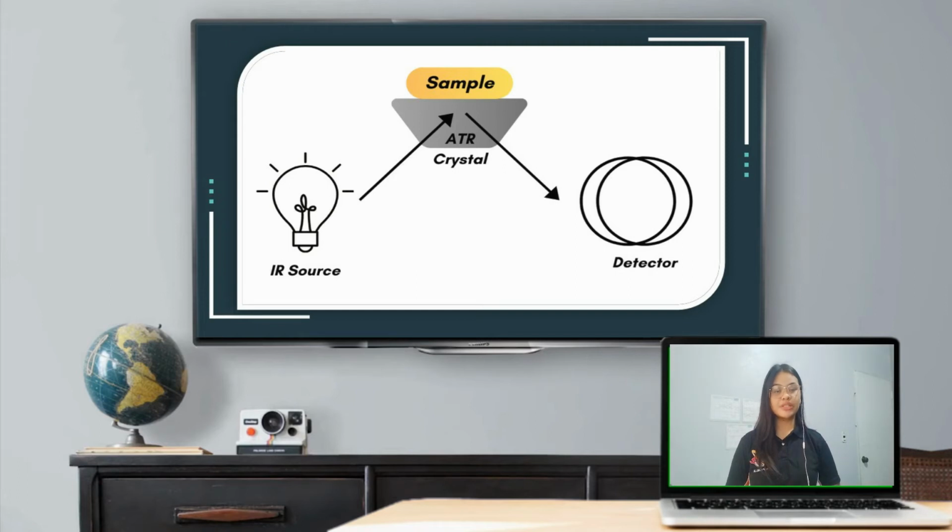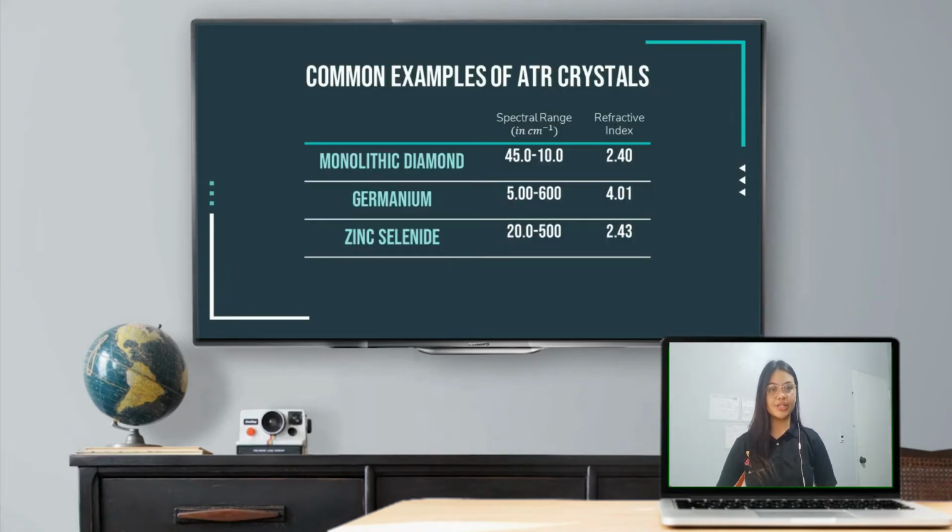But before we go through this process, let's talk about how important an ATR crystal is during sample introduction. Generally, there is a long list of ATR crystals that we can use on experiments involving the FTIR spectrometer. But listed here are the most widely used ATR crystals, and these are the monolithic diamond, germanium, and zinc selenide. Now the data provided for each of the crystals, their spectral ranges and refractive indices, are very important because it dictates what type of ATR crystal we can use depending on the sample we are investigating.